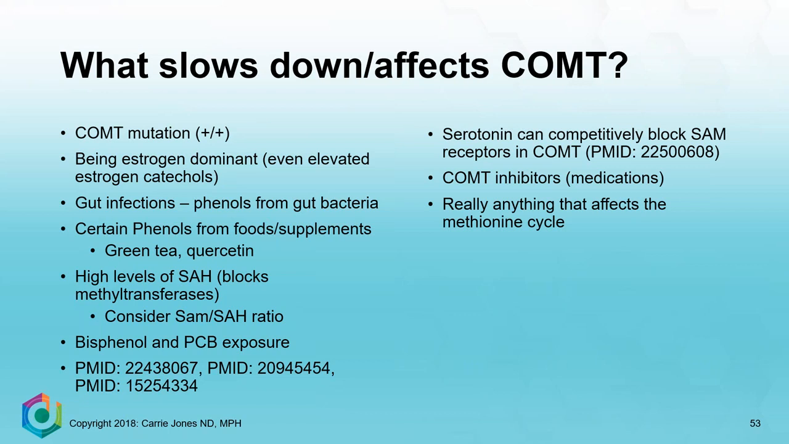Serotonin, interestingly enough, high levels of serotonin can block SAM receptors in COMT. So this article talked about SSRIs and how people on SSRIs might potentially need to do low doses of SAM, so that SAM can push serotonin out of the way and bind to COMT so that COMT can do its thing, which I found really interesting because they specifically were looking at people on SSRIs. COMT inhibitors, of course, and then really anything that affects the methionine cycle. So that's that homocysteine to methionine and back around again. That's where you make SAM. That's where it's so important.